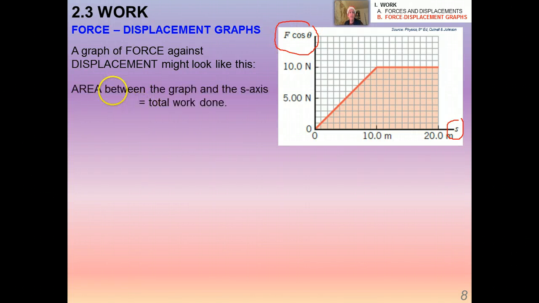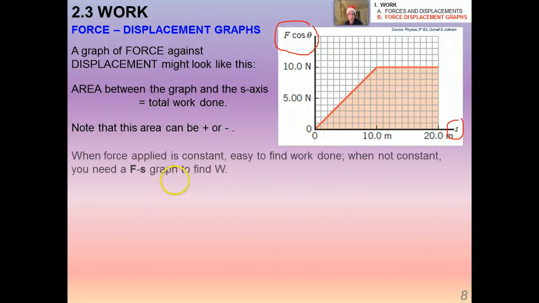Okay, turns out that the area between the graph and the s-axis is the total work done. Of course it is, because the product of the y-axis term and the x-axis term, F times s, gives you work. Okay, and this area can be either positive or negative. Okay, now when the force applied is constant, such as it is from 10 meters to 20 meters, it's easy to find the work done. When it's not constant, it's harder, and you have to use an Fs graph to find W.